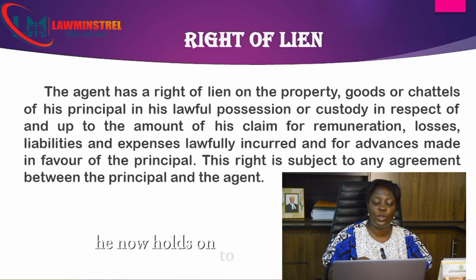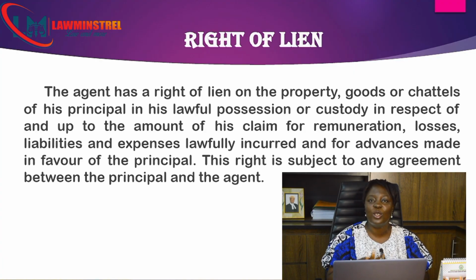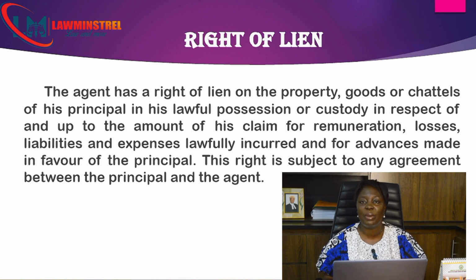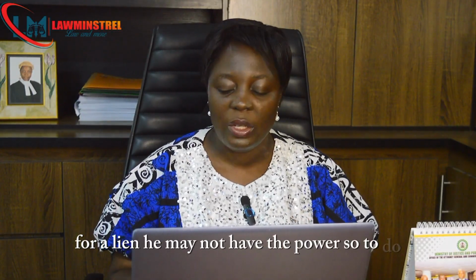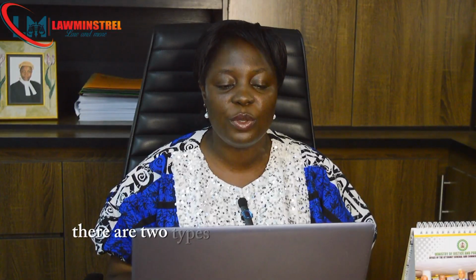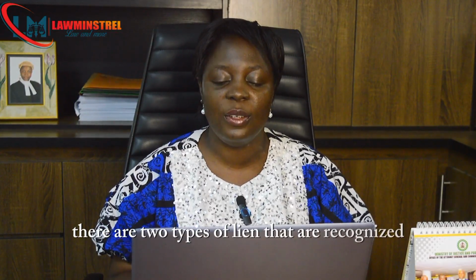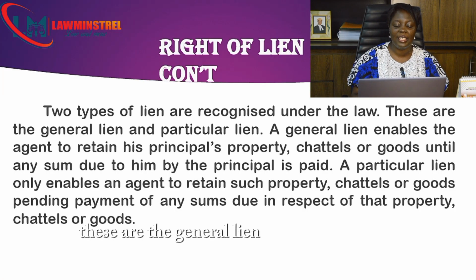He now holds on to it as a form of claim for his remuneration or the losses or the liabilities or the expenses he has lawfully incurred and for advances made in favor of his principal. This right is subject to any agreement between the principal and the agent. So if in their agreement they had already excluded that he should not take such a property for a lien, he may not have the power so to do. Basically, there are two types of lien that are recognized in law. These are the general lien and the particular lien.